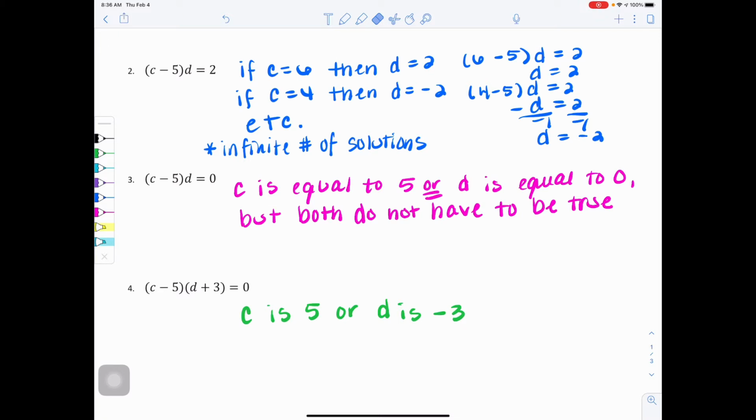And then in number 4, C minus 5 times D plus 3 equals 0. Remember the whole idea that when you're multiplying, as long as one of the values is 0, when you multiply by 0, you get 0. So either C minus 5 has to be 0, which means C would have to be a 5, or D plus 3 would have to be 0, which means D is a -3. So that's really how you should be thinking of all of these. When you're multiplying, one of those factors that you're multiplying by has to be a 0. So you're thinking about the situation that would make each piece equal to 0.